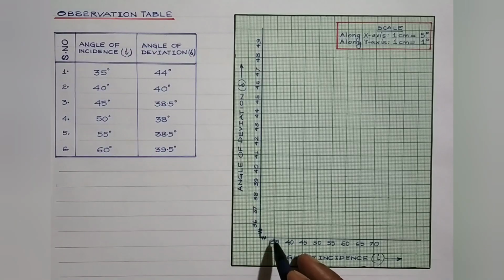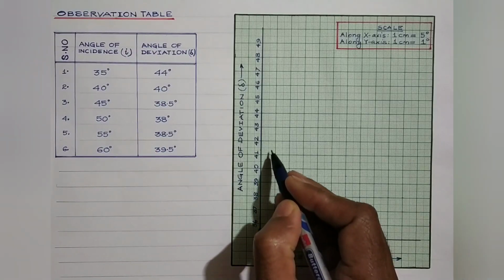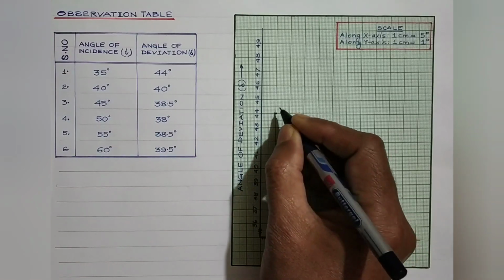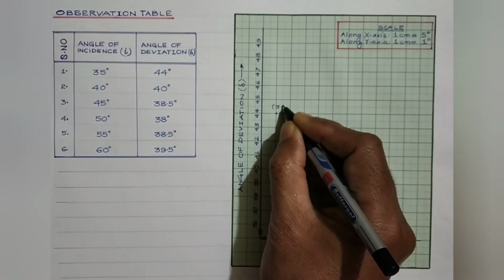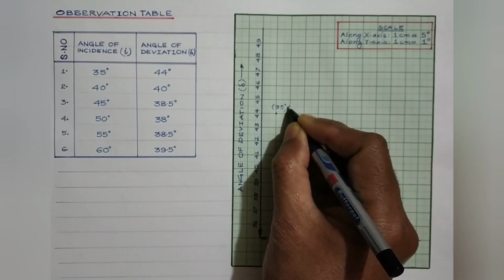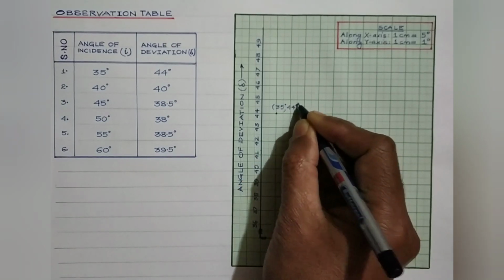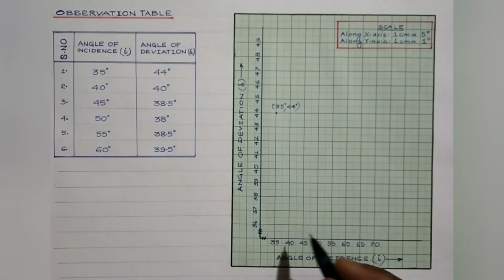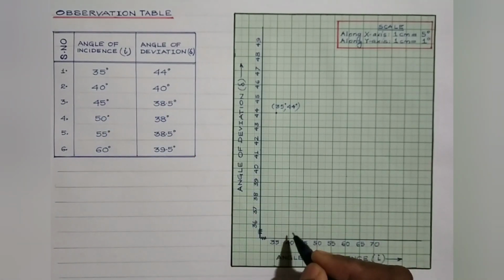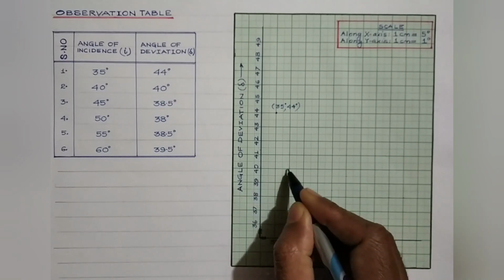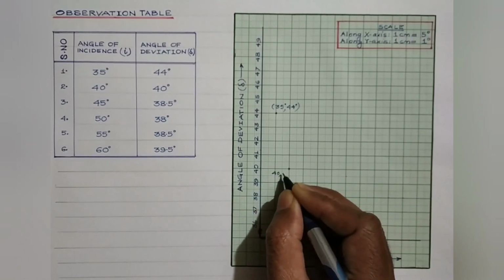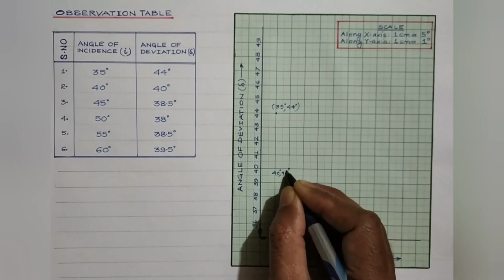35 is the angle of incidence and 44 degree is the angle of deviation. So this is 44 degree. So this is the point, 35 degree and 44 degree. Okay, next point is 40 degree and 40 degree. This is 40 and this is 40. So this is the point, right? This is the point, 40 and 40.